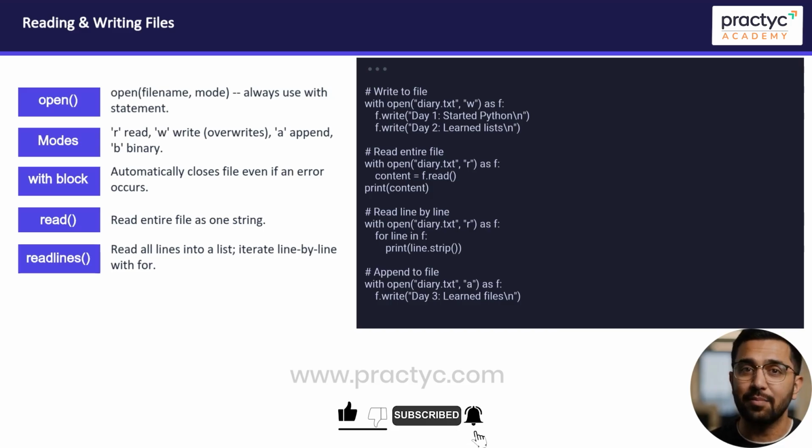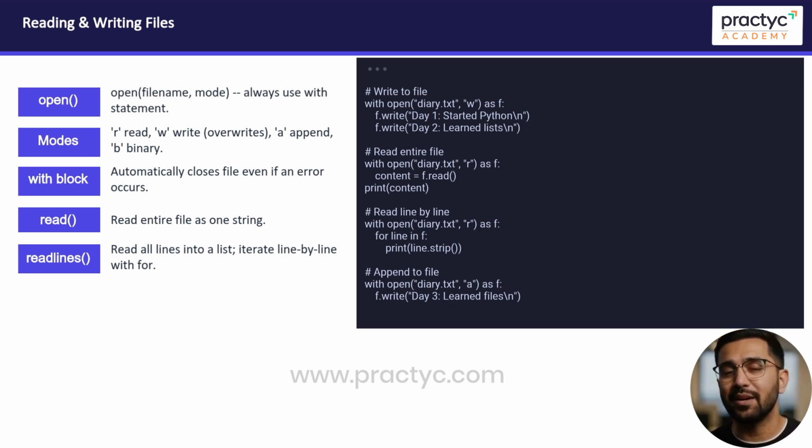To handle files in Python, use the open function with modes like r, w, a, and b. Always use a with statement to ensure files close automatically. Use read to get the entire file as a string, readlines for a list of lines, and a for loop to iterate line by line.